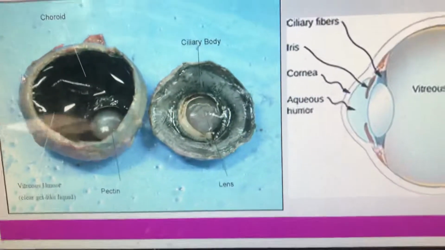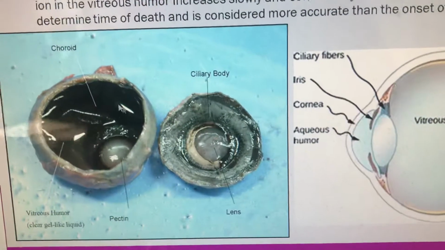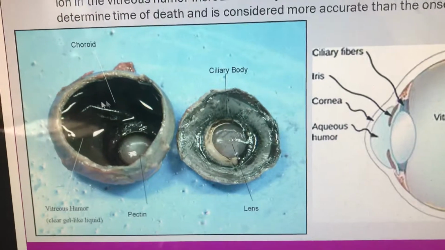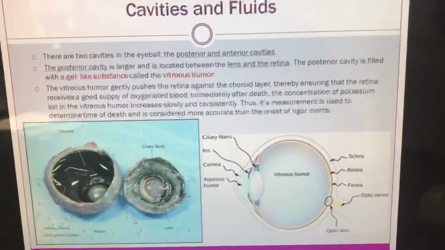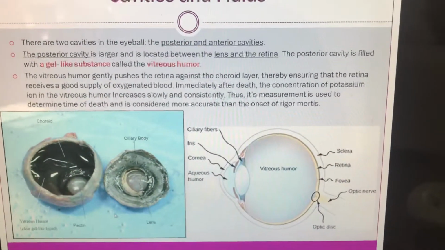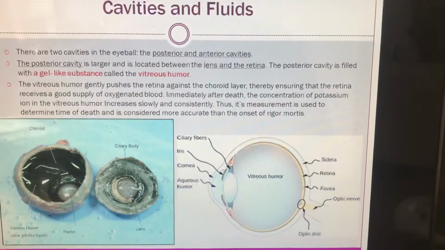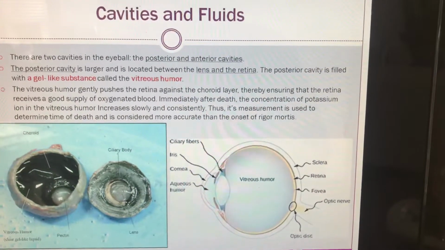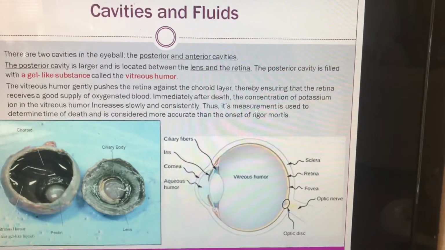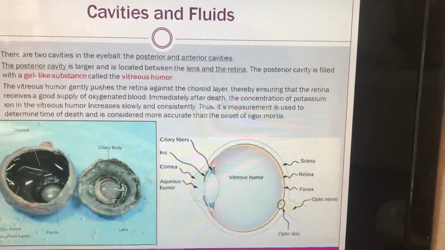This is an actual eyeball. So you see that gel substance there. The vitreous humor gently pushes the retina against the choroid layer, thereby ensuring that the retina receives a good supply of oxygenated blood.